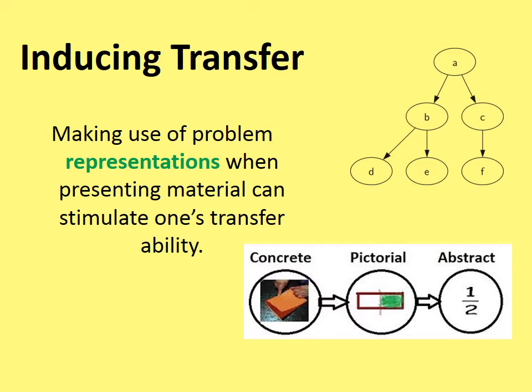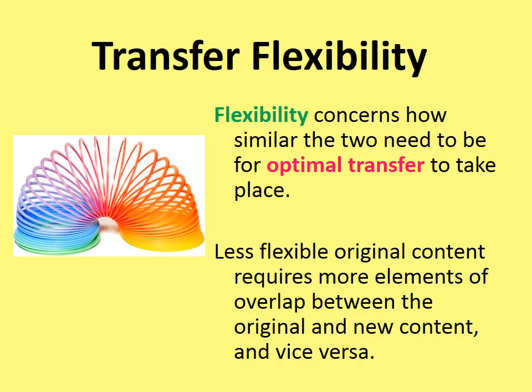Yet another factor in transfer is the flexibility of the original material and the relationship between the learning and transfer conditions. Similar to the original concept of elements of similar material between the prior and novel content, flexibility concerns how similar the two need to be for optimal transfer to take place. Ideally, the originally learned content is flexible enough to be applied to the new content. Less flexible original content requires more elements of overlap between the original and new content, and vice versa.